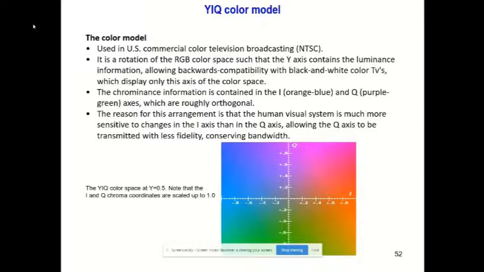One more reason for this rotated color model is that it conserves bandwidth, because early in the 1970s, when we had color and white TVs, people had to come up with this color model in order to conserve the bandwidth and also to transmit with less fidelity as well.